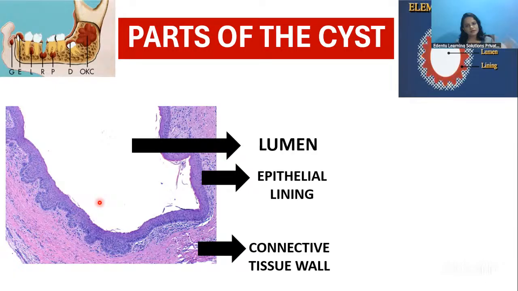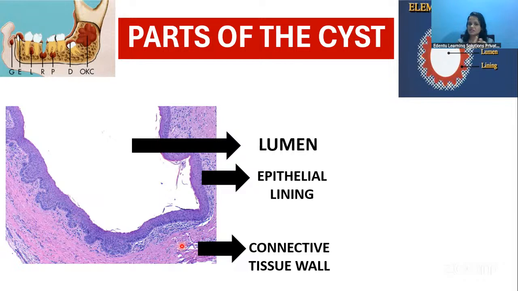Now, like any epithelium in our body, it will usually be supported by an underlying connective tissue. So underneath the epithelium, you will have a connective tissue wall for the cyst. So these are the three parts of the cyst: you will have a lumen, an epithelial lining, and a connective tissue wall.